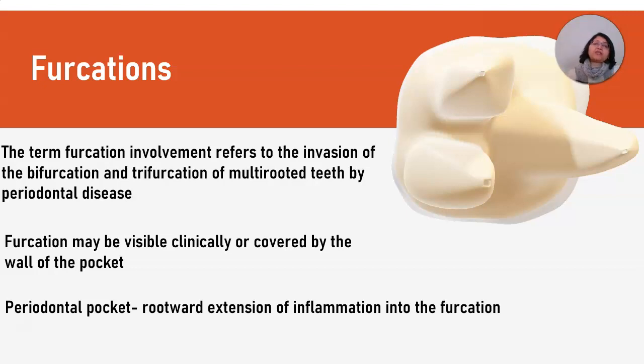So furcation happens how? Like when I said that a periodontal pocket will always accompany a furcation. Why? Because furcation is also just a rootward extension of inflammation coming from your pocket. It's just another inflammation that is spreading from the pocket towards the furcation region. So I think it makes it more understandable here that a pocket is always going to accompany a furcation.